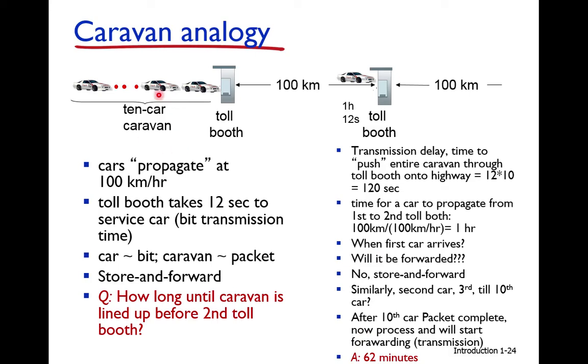Okay, so I think from this concept we are clearing the transmission delay. Transmission delay means that this packet, this car one, has 10 bits and each bit can be transmitted in 12 seconds. So it means that 120 seconds will be taken as transmission time to move this packet, one packet of 10 bits, one car of 10 cars, over this link. So it takes 120 seconds.